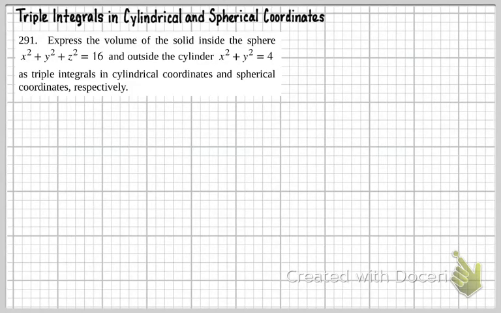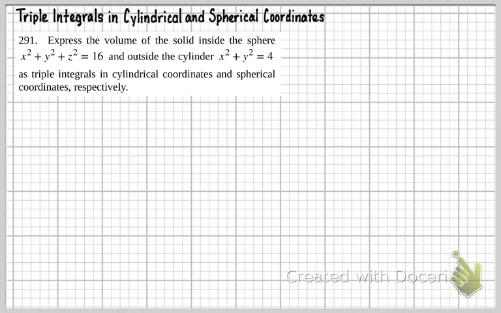Express the volume of the solid inside the sphere, x squared plus y squared plus z squared equals 16, and outside the cylinder, x squared plus y squared equals 4, as a triple integral in cylindrical coordinates and in spherical coordinates, respectively. So all we have to do here is express the volume of the solid inside the sphere and outside the cylinder. So we just have to write the integrals for this. We don't actually have to compute them.